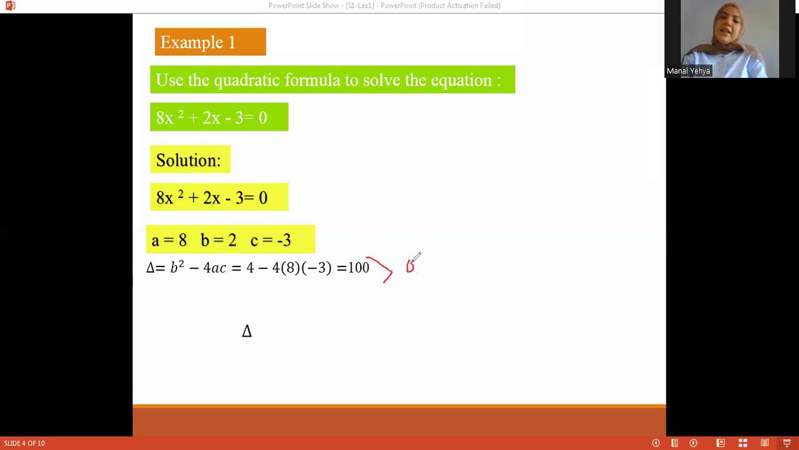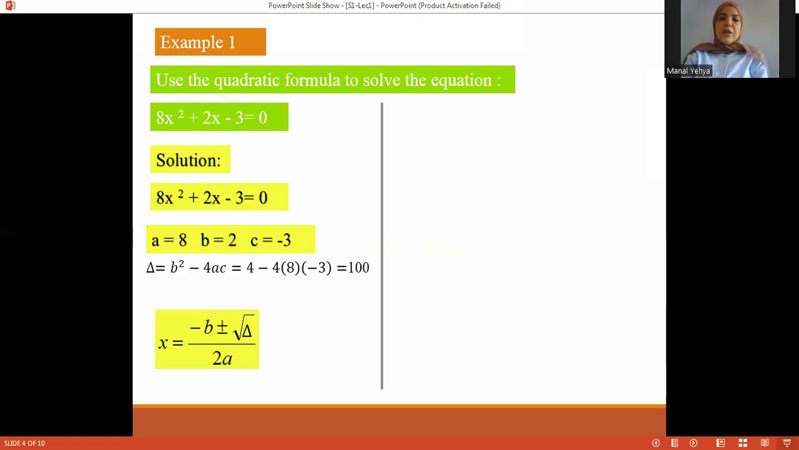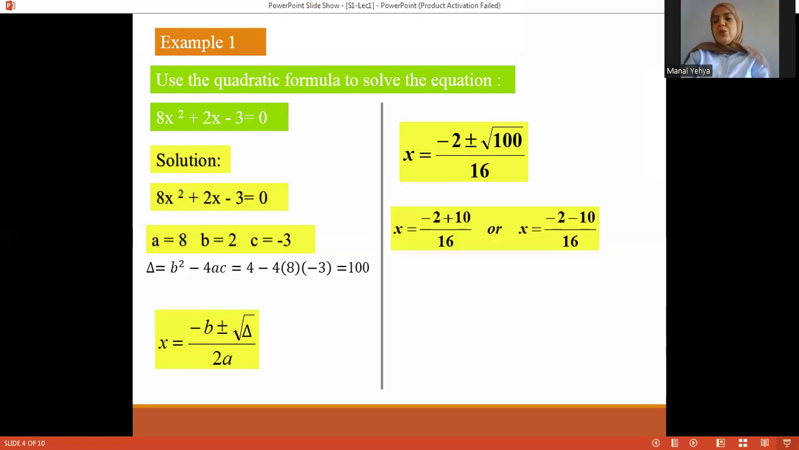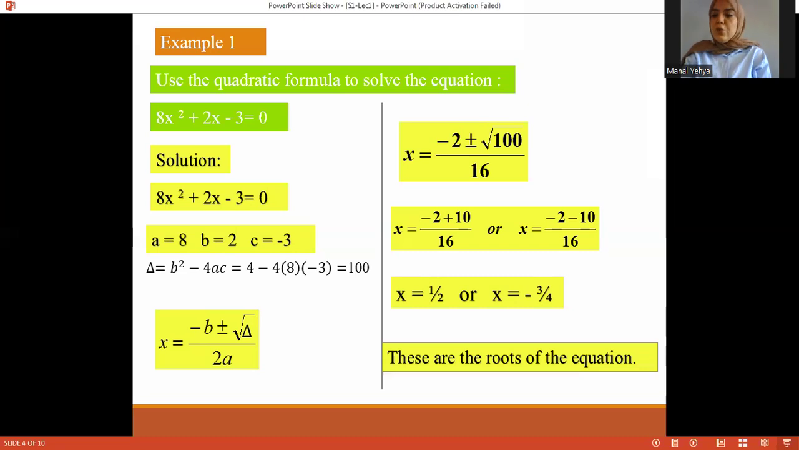And we said that if delta is positive, we have two distinct roots, two different roots. What are they? The first root is minus b plus radical delta over 2a. And the second root is minus b minus radical delta over 2a. So you just replace the b by its value, the delta by its value, and the a by its value. So we will get two distinct roots. The first one is half, and the second one is minus 3 over 4. So we have two distinct roots in this equation.